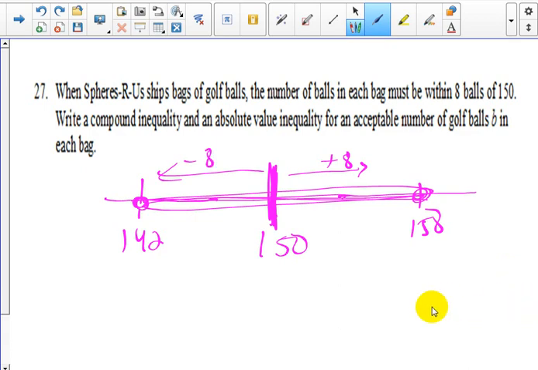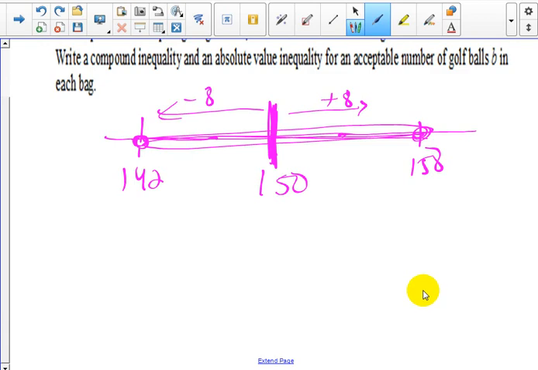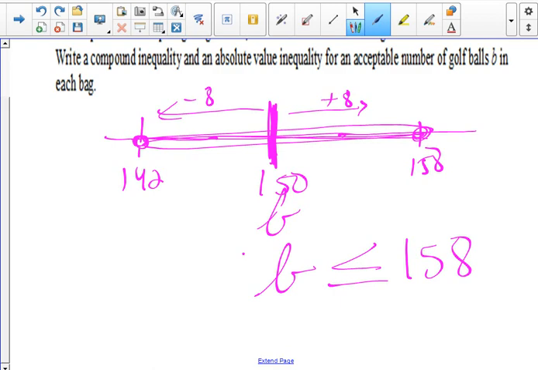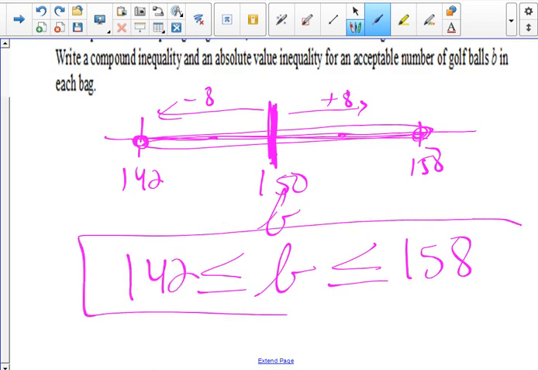Okay, so how do we write that as an inequality? Well, if I'm going to let B represent my number of balls, it means that that 150 is that B, right? So we have to be less than or equal to 158 or greater than or equal to 142. So there's your inequality.